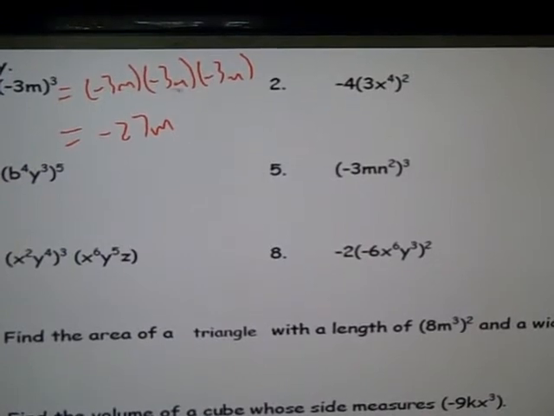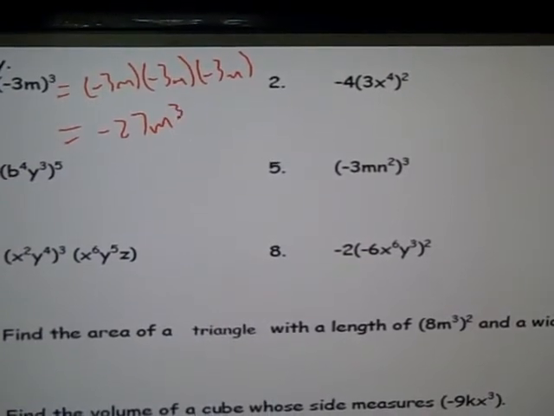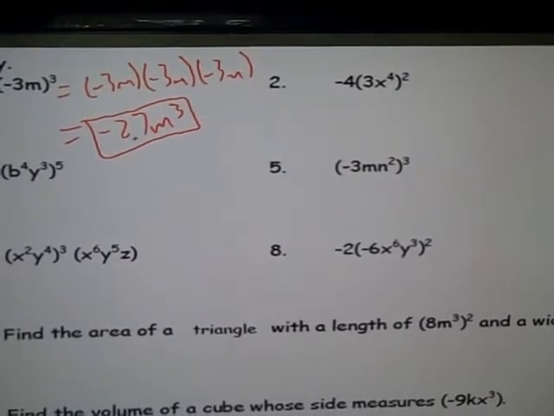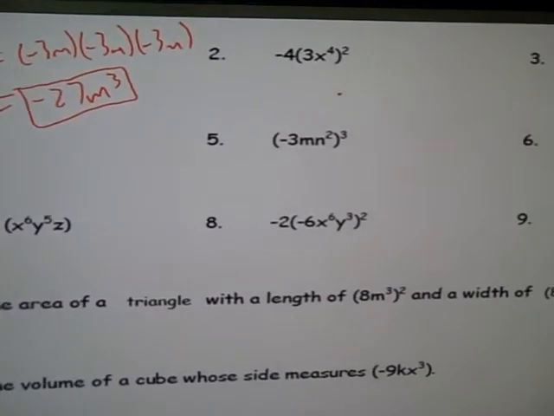There are m, and m. That gives us m cubed, 3 of them. Final answer, negative 27 m cubed.